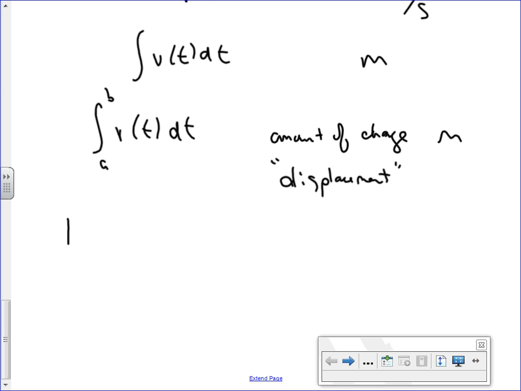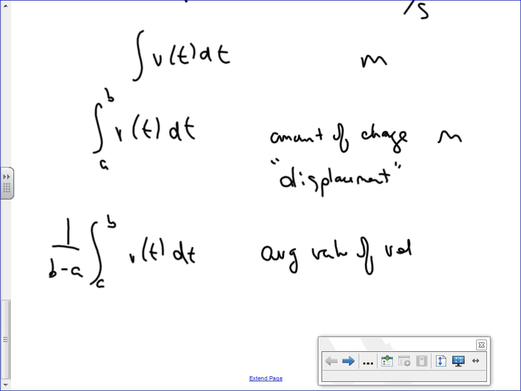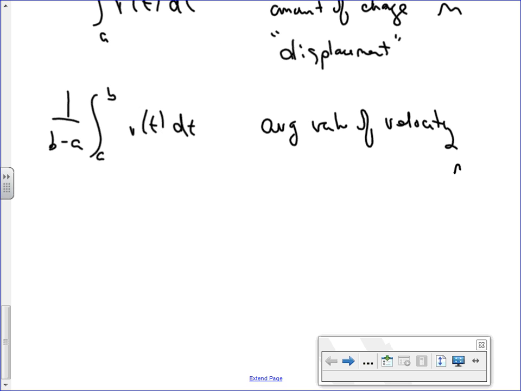And 1 over b minus a times the integral from a to b of the velocity is the average value of the velocity. And a lot of times people leave out that word value of. They just say average velocity. That means the average value of velocity. And so the units are going to be in meters per second.